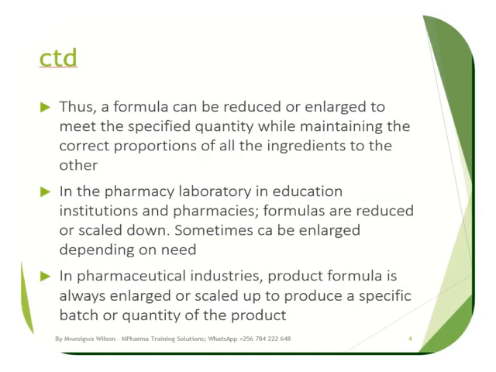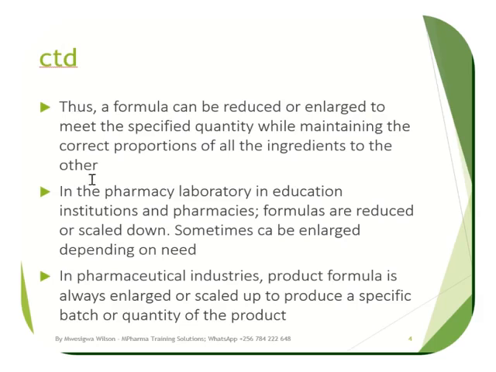Now, because these formulas are usually in 1000, depending on the volume or quantity, the formula can be reduced or enlarged to meet the specified quantity while maintaining the correct proportions of all the ingredients to one another. This one is important because if you're adjusting a formula, the proportions should remain equal. The proportions which were in 1000 milliliters should be the ratios which are in 50 milliliters.